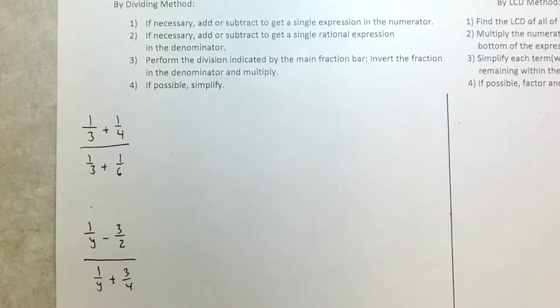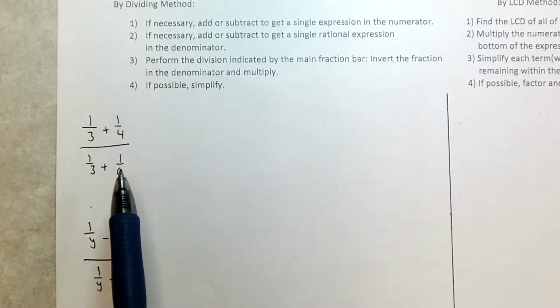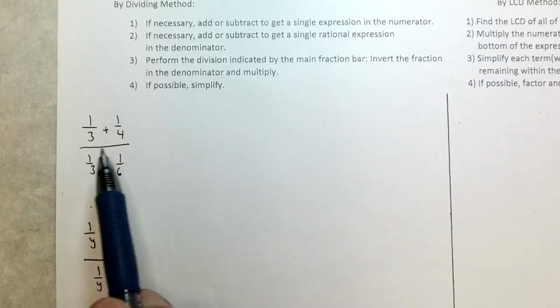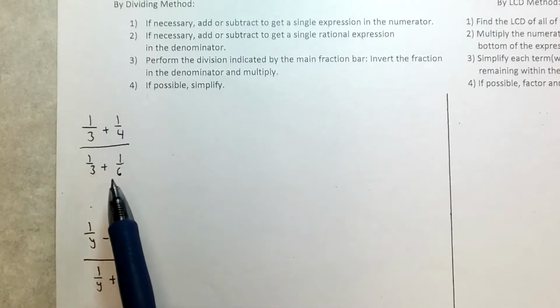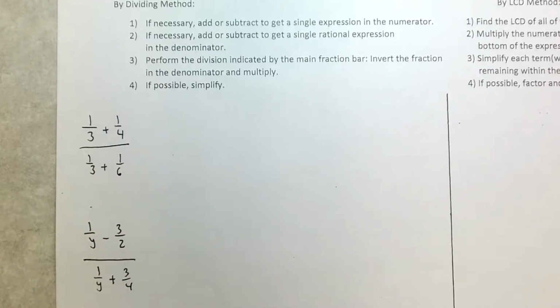Okay, so we're going to simplify complex rational expressions. And a complex rational expression means that it is a fraction that has fractions within the numerator or denominator, or in this case both. Now I'm going to do this algebraic one here.